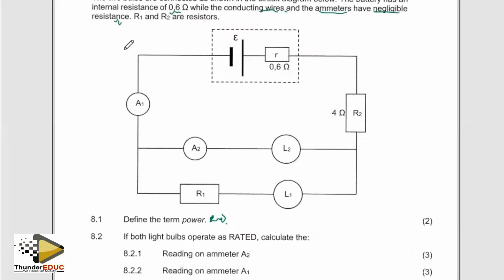Then 8.2, they want us to get the reading of A2. Where is A2? A2 is here. Now, we know that this bulb is in parallel with this other section.